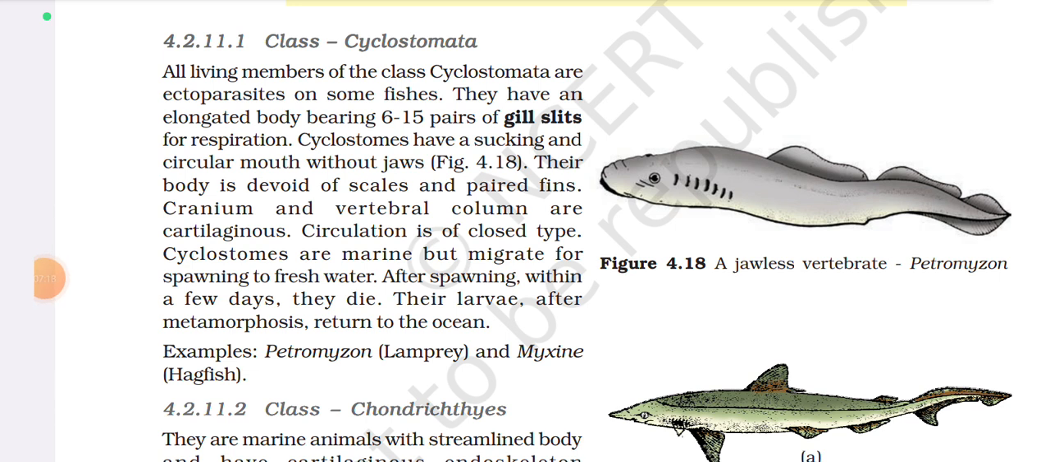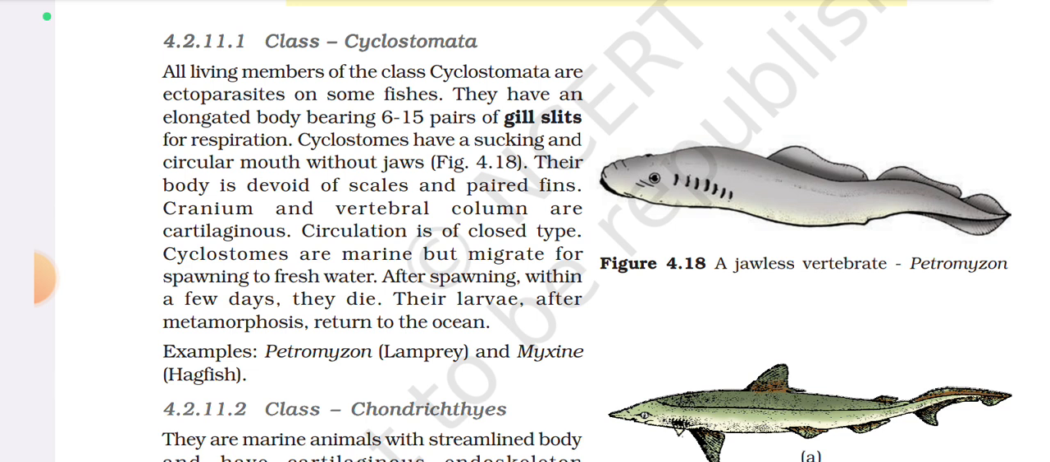You have to learn all the characteristics. They are ectoparasites, they have 6 to 15 gill slits, they have a closed circulatory system, and they are devoid of scales. They are actually marine, but they move into fresh water for spawning, and after that they die, and their larvae, after metamorphosis, return to our oceans. Okay, you have learned all the characteristics which are given in NCERT.